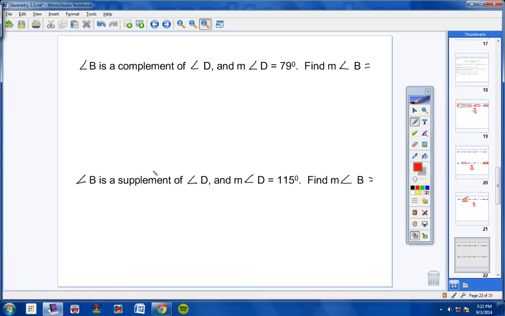Go ahead and copy this in your notes if you would, please. B and D are supplements of each other. And don't forget, supplement means their sum is 180. Okay, go ahead and work on this problem, please. Find the measure of angle B on your own. So copy this in your notes and then find the measure of B on your own.